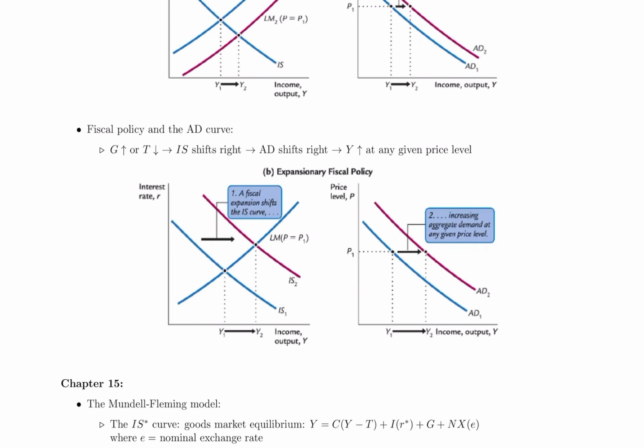Fiscal policy. An increase in government spending or a decrease in taxes causes the IS curve to shift right. This raises output Y and interest rate R. As a result, aggregate demand shifts to the right, leading to an increase in output Y at any given price level.